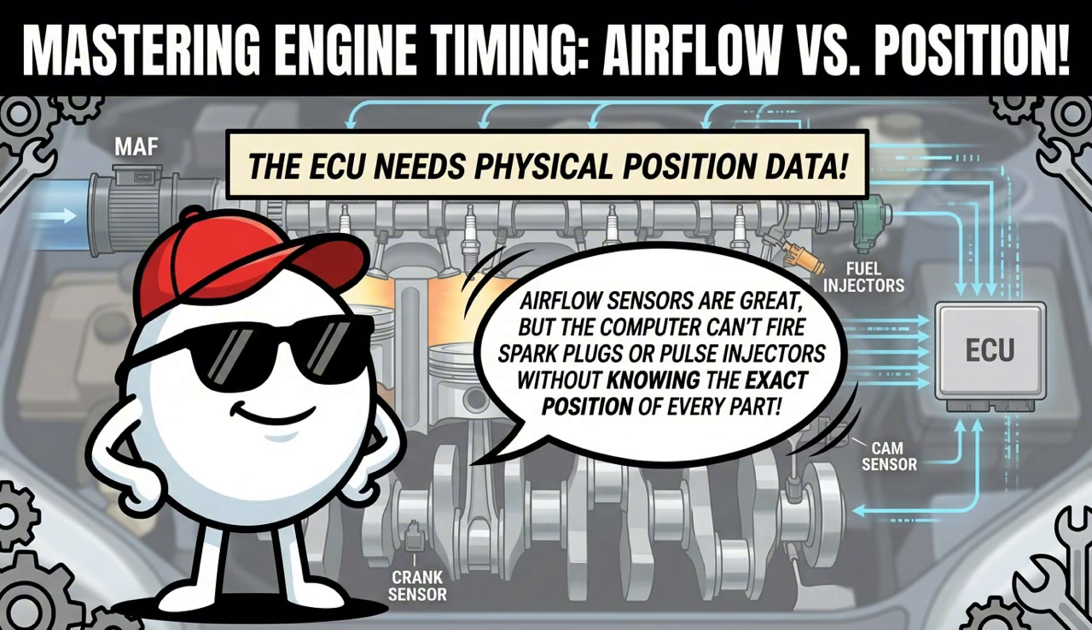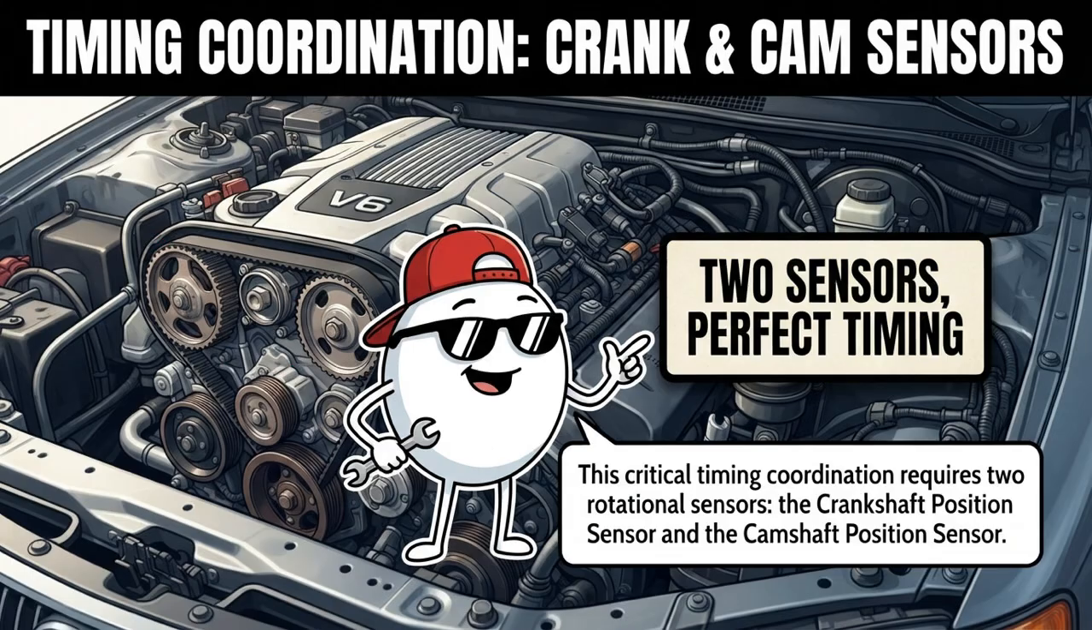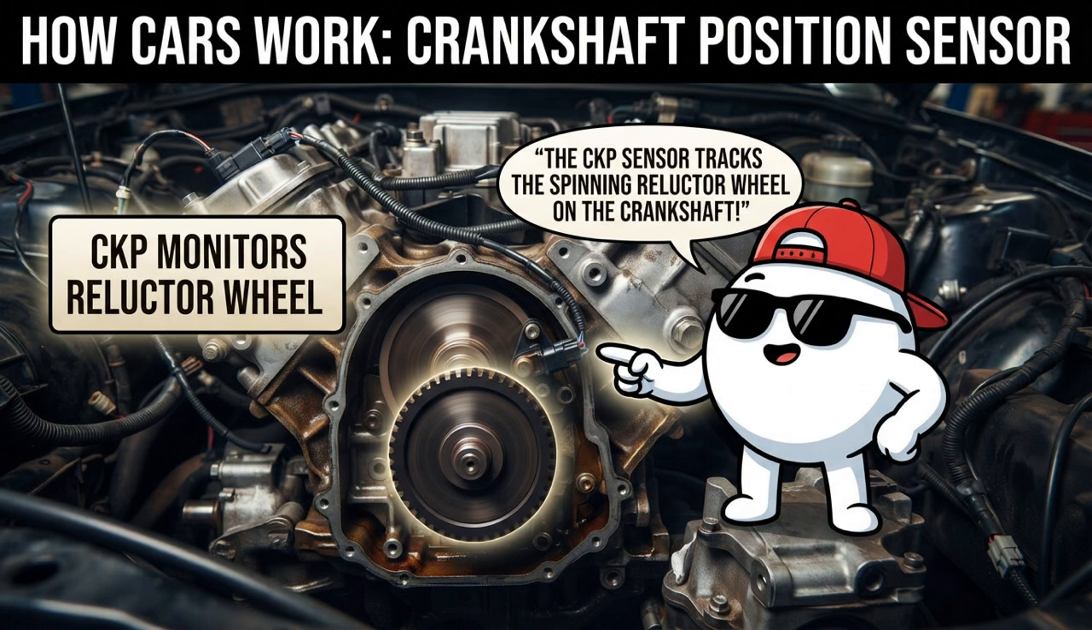While airflow sensors measure incoming air mass, the computer cannot fire a spark plug or pulse a fuel injector without knowing the exact physical position of the moving internal engine parts. This critical timing coordination requires two rotational sensors, the crankshaft position sensor and the camshaft position sensor. The crankshaft position sensor, or CKP, monitors a notched reluctor wheel attached directly to the spinning crankshaft or flywheel.